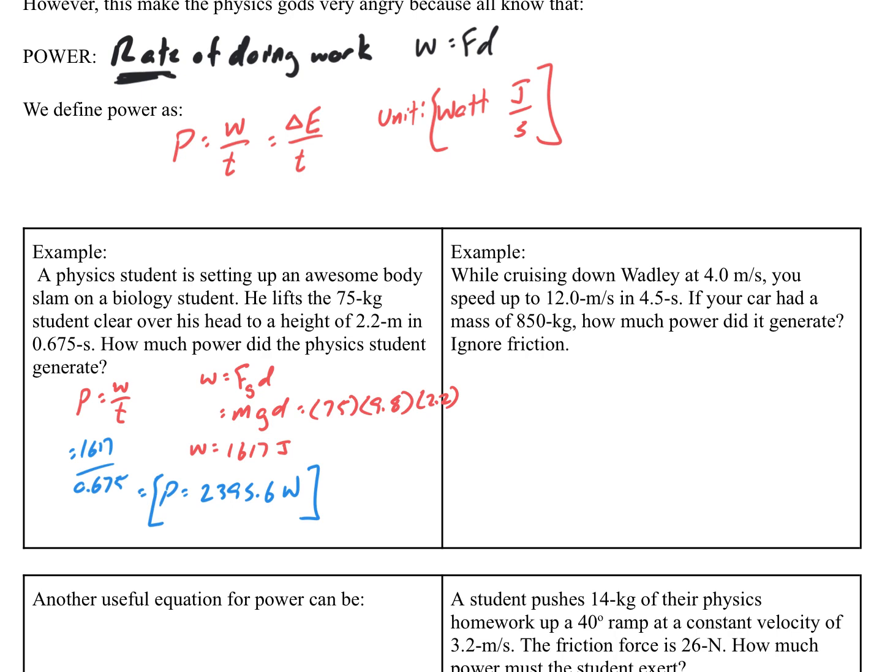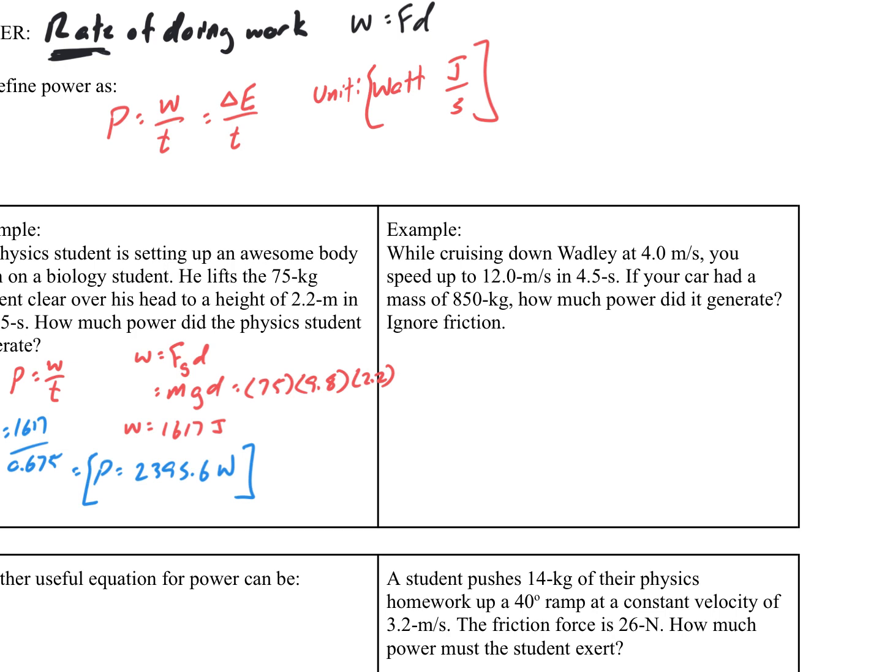Another way we could ask this question, so it adds a bit of a wrinkle, but we're cruising down Wadley. You're at a certain speed, and then you speed up in a certain amount of time, and then you have the mass of the car. How much power did it generate, or we could say was used? Same kind of idea. But remember, power is work per time, and work can also be classified as the change in kinetic energy, as the work energy theorem says.